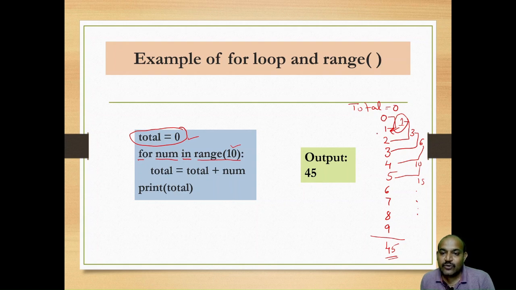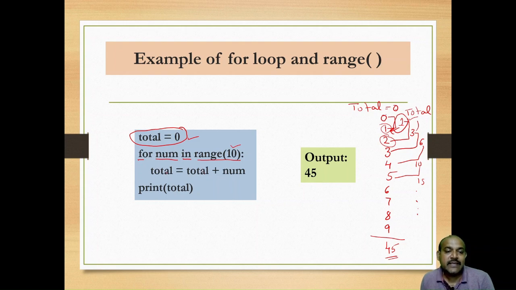Now, what should I do here? First, I should add 0 with 0, so that I get 0. Next, I will add 0 with 1, I will get 1. Now, this is your total. After adding, whatever you are getting is your total, and this has to update. How does it update? The total value should be added with the i value every time. Therefore, total becomes total plus num.